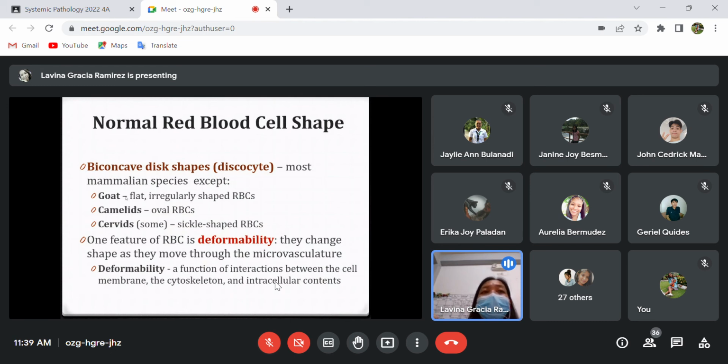So both they're flat, irregular shaped RBCs, the camelids are oval, and cervids have sickle-shaped RBCs. In some mammals, sickle shape is already abnormal, and that connotes some serious problem. But in cervids, sa mga cervidae natin, they have this normal shape, sickle cell. Okay, yung C shape. Okay, one feature of RBC, that's why you can see here some differences, they could change in the shape, no?